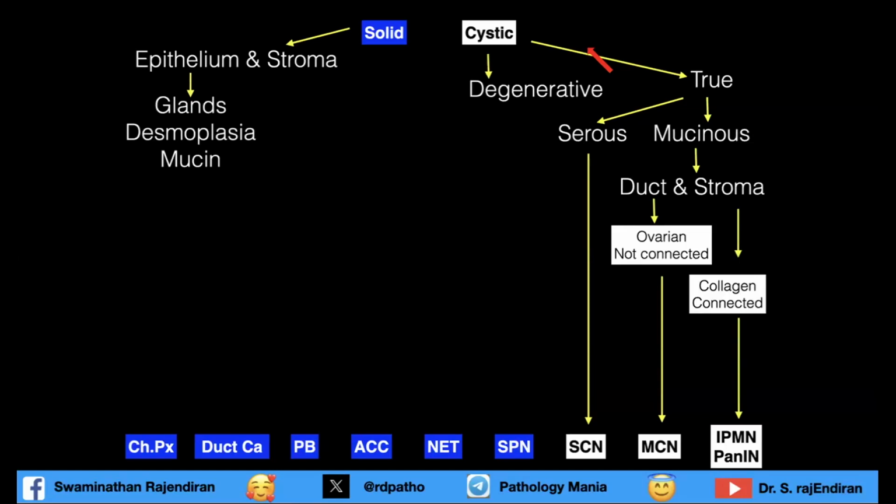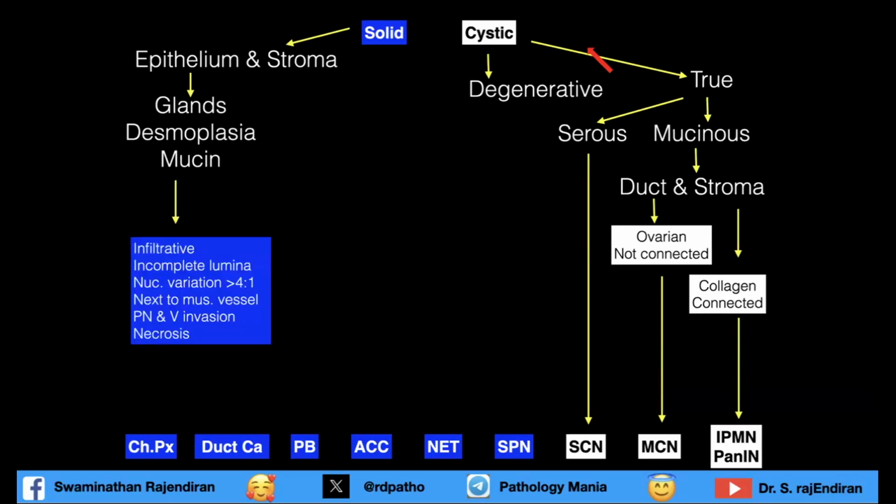When it is an epithelial lesion, you have to see whether the glands are there, irregular glands, desmoplasia, and mucin secretion. The glands are infiltrative with incomplete lumina, and nuclei show pleomorphism, meaning variation of more than 4 times. Take the smallest nucleus and the largest nucleus. If the difference is more than 4 times, then it is pleomorphism. And see whether tumor cells are seen next to the muscular vessels, perineural and venous invasion, and necrosis. You have to look for all these things. When these are not seen, then it is chronic pancreatitis. When these are present, it is ductal carcinoma.